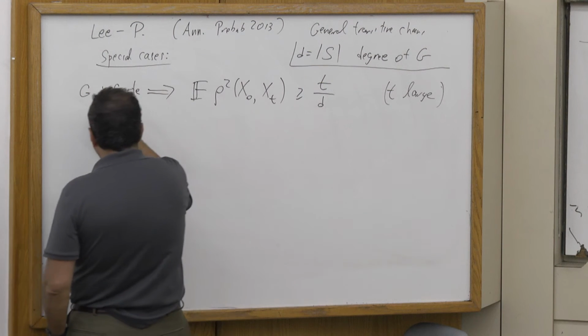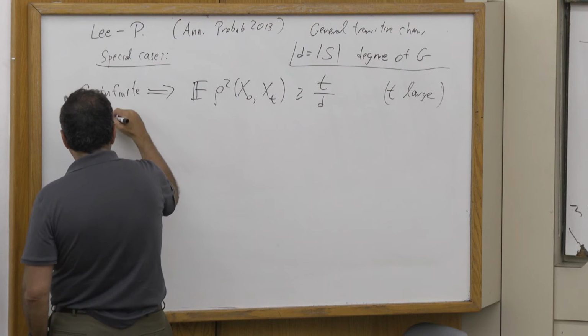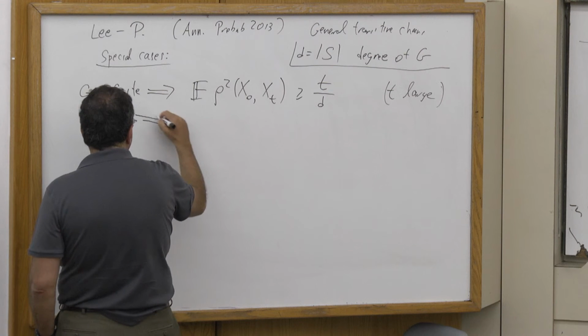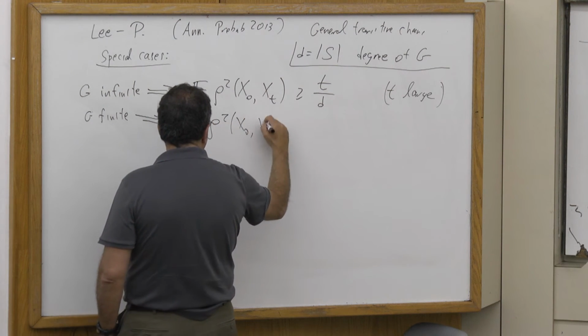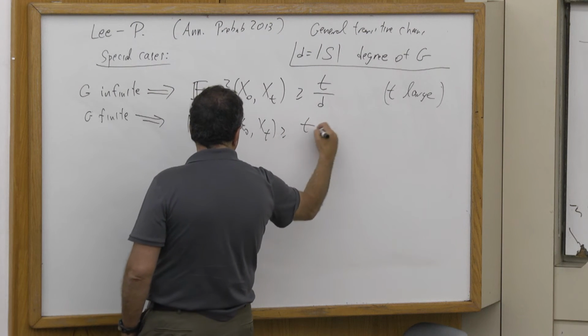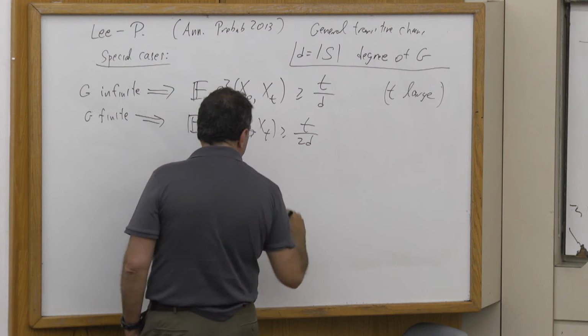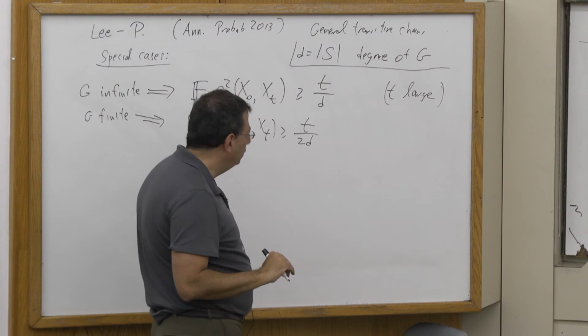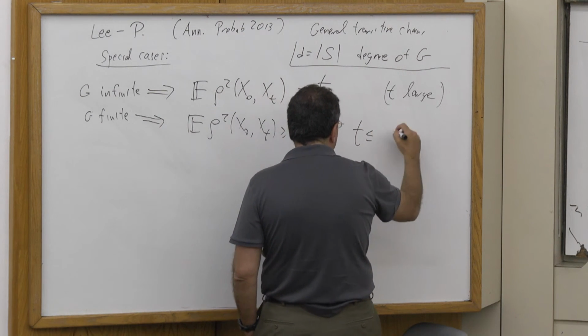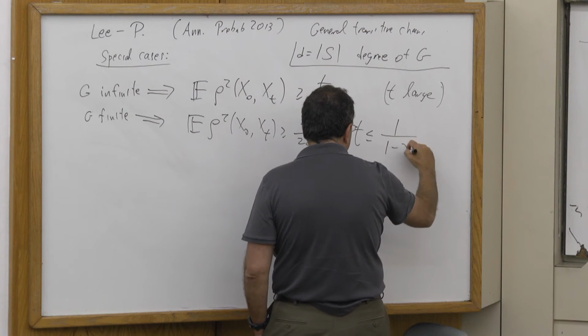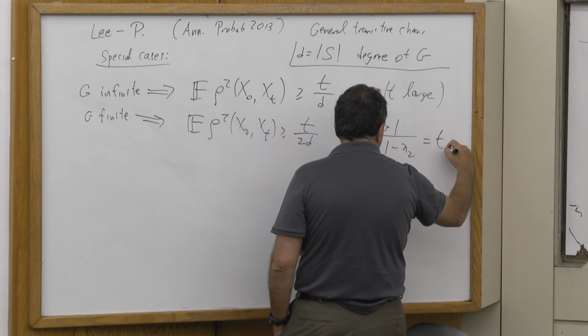And then for G finite, we're going to get essentially the same thing. The expected distance squared from x0 to xt is at least, I'm going to lose some constants, so let me put t over 2d. Just lose a 2. And here t has to be small. So t less than 1 over 1 minus lambda 2, which we call the relaxation time.